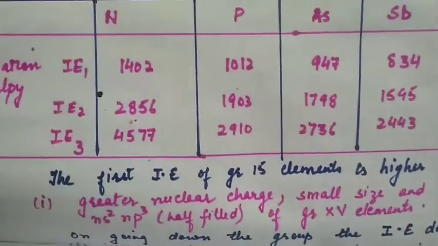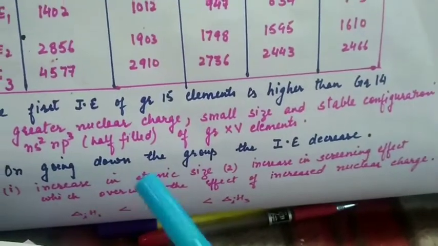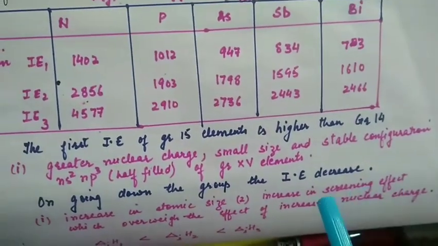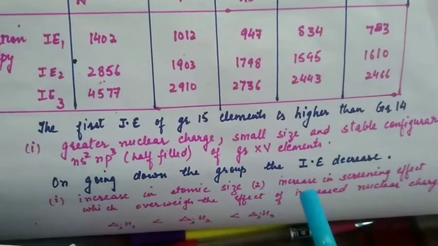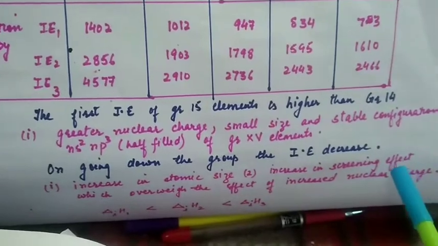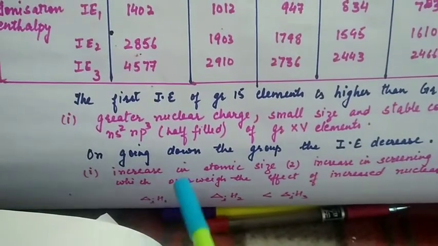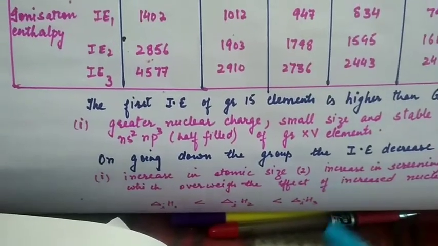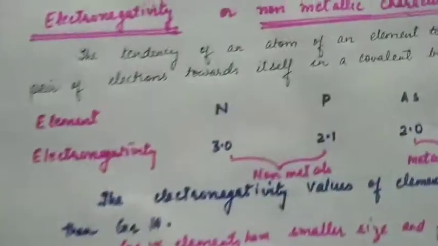On going down the group, the ionization enthalpy decreases because of increase in atomic size and increase in screening effect. These two effects outweigh the effect of increased nuclear charge. Also, the first ionization enthalpy, the energy needed to remove the first electron, is less than the second ionization enthalpy, which is less than the third ionization enthalpy.